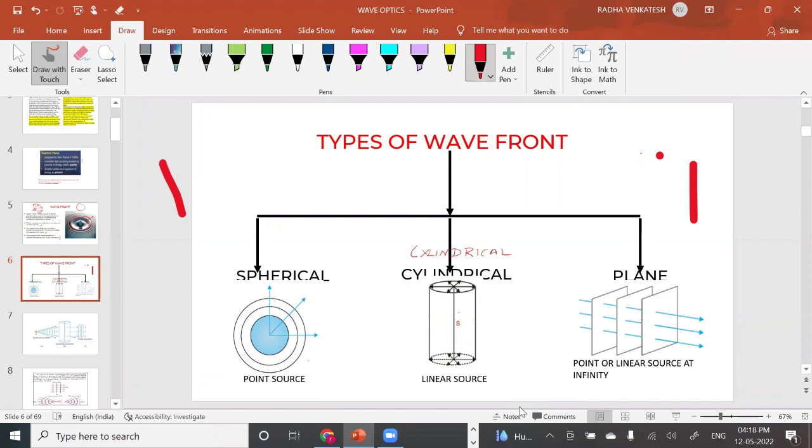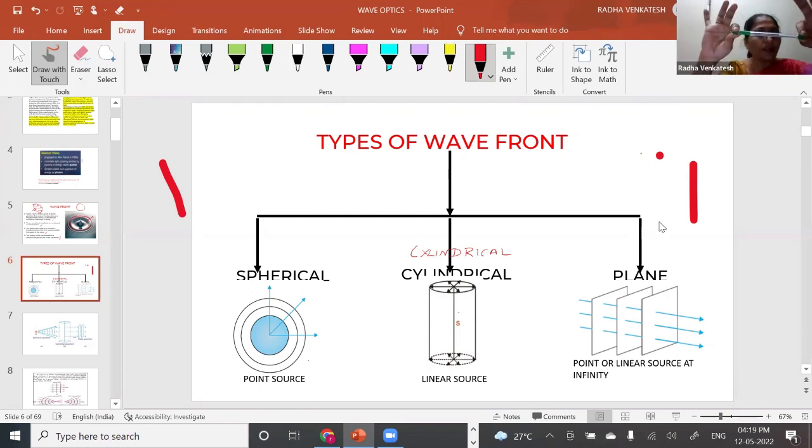Ma'am, usually linear means we can take lengthwise, no, ma'am. What, ma'am? I didn't get you. Usually linear means we will take it lengthwise. Lengthwise. Okay, it's going to be lengthwise like this, and if you try to draw the locus, you're always going to get a cylinder. So a linear source, you can place it this way also, no harm. It has a length. You got me? You place it horizontally, you place it vertically, it doesn't matter, but it will have a length dimension. So we call it a linear source. So if it is a linear source, then it is a cylindrical wavefront.